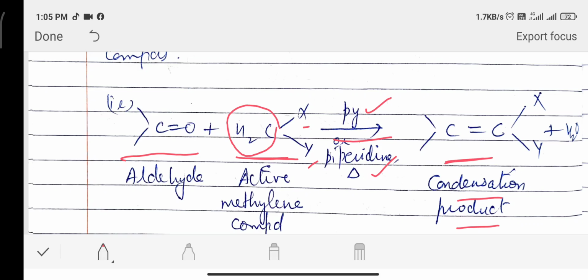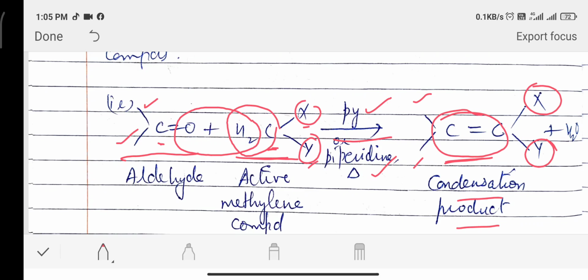That is, water is removed and these two carbons are attached through a double bond, and we get a substituted alkene. These two groups remain the same and these two groups are here. So only water is removed and the other groups are as such, and these two carbons are attached by the double bond. That is, we get a substituted alkene.